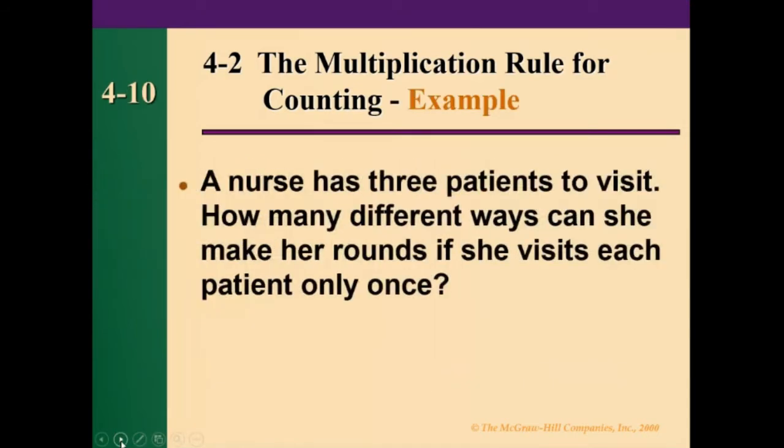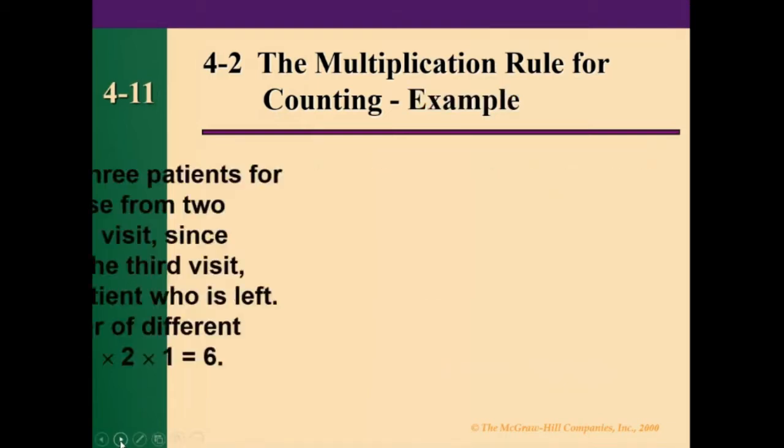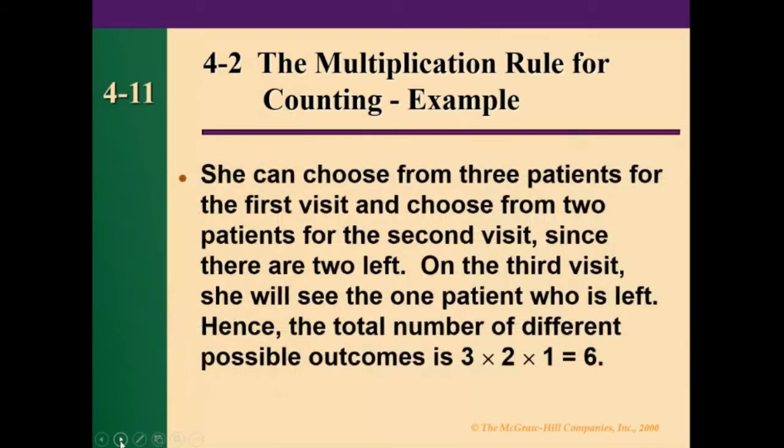So let's say a nurse has 3 patients to visit. How many ways can she make her rounds if she visits each patient only once? Right? So she can choose from 3 patients for the first visit and choose from 2 patients for the second visit. Since there is 1 left on the third visit, she will see the 1 patient who is left. Hence, the total number of different possible outcomes is 3 times 2 times 1. So 3 times 2 times 1, that's 6. Okay? So earlier, it was three choices each time. So 3 times 3 equals 9. Okay?